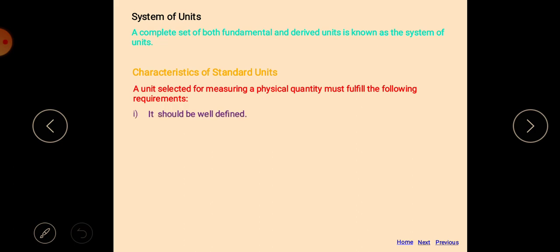What are those requirements? It should be well defined. इसकी डेफिनेशन बिल्कुल क्लियर कट होनी चाहिए और किसी भी तरीके का कन्फ्यूजन या कॉम्प्लेक्सिटी नहीं होनी चाहिए. सिंपल हो, बट इट शुड बी वेल डिफाइंड.